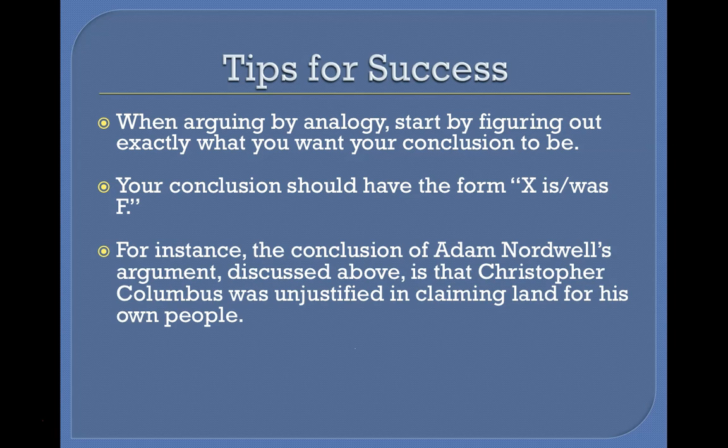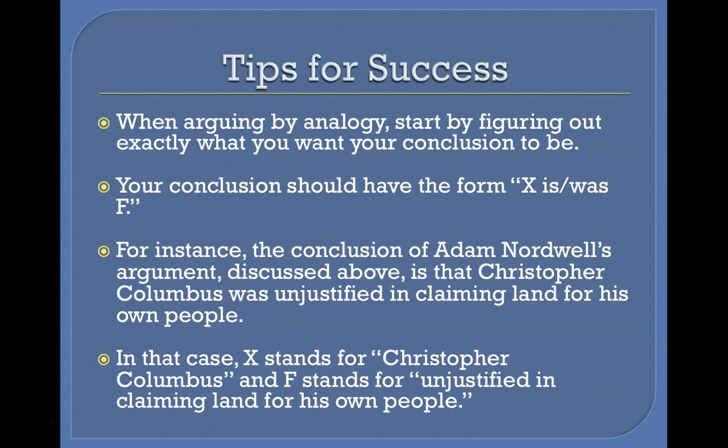For instance, the conclusion of Adam Nordwell's argument discussed above is that Christopher Columbus was unjustified in claiming land for his own people. In that case, X stands for Christopher Columbus, and F stands for unjustified in claiming land for his own people. So again, when you're arguing by analogy, your conclusion should have the form X is F. Okay? So Christopher Columbus is unjustified in claiming land for his own people.